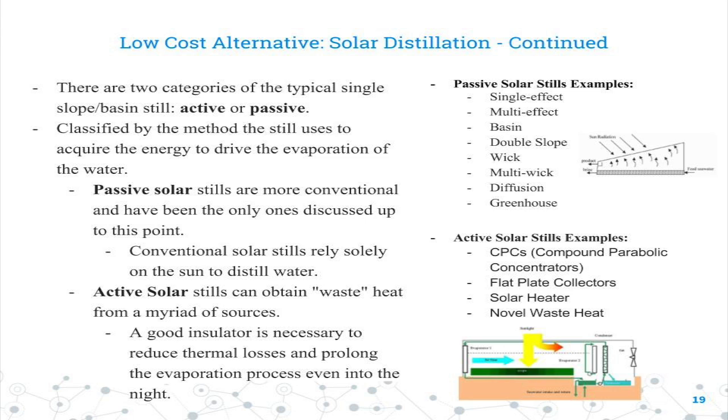Continuing with solar distillation, there are 2 categories of typical single-slope basin still, active or passive. They are classified by the methods the still uses to acquire the energy to drive the evaporation of the water. Passive solar stills are more conventional and have been the only ones discussed up to this point. A conventional solar still relies solely on the sun to distill water, while an active solar still can obtain waste heat from a myriad of sources, but requires a good insulator because it reduces thermal losses and prolongs the evaporation process even into the night.